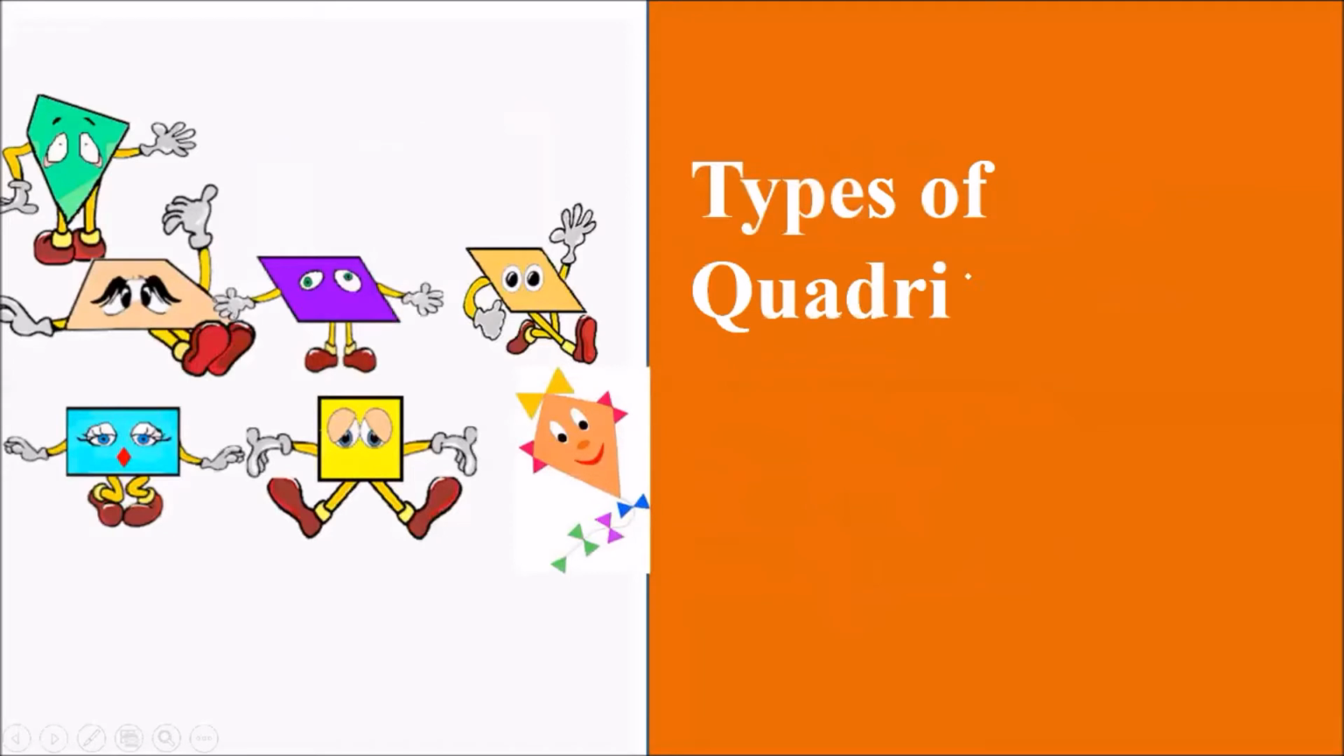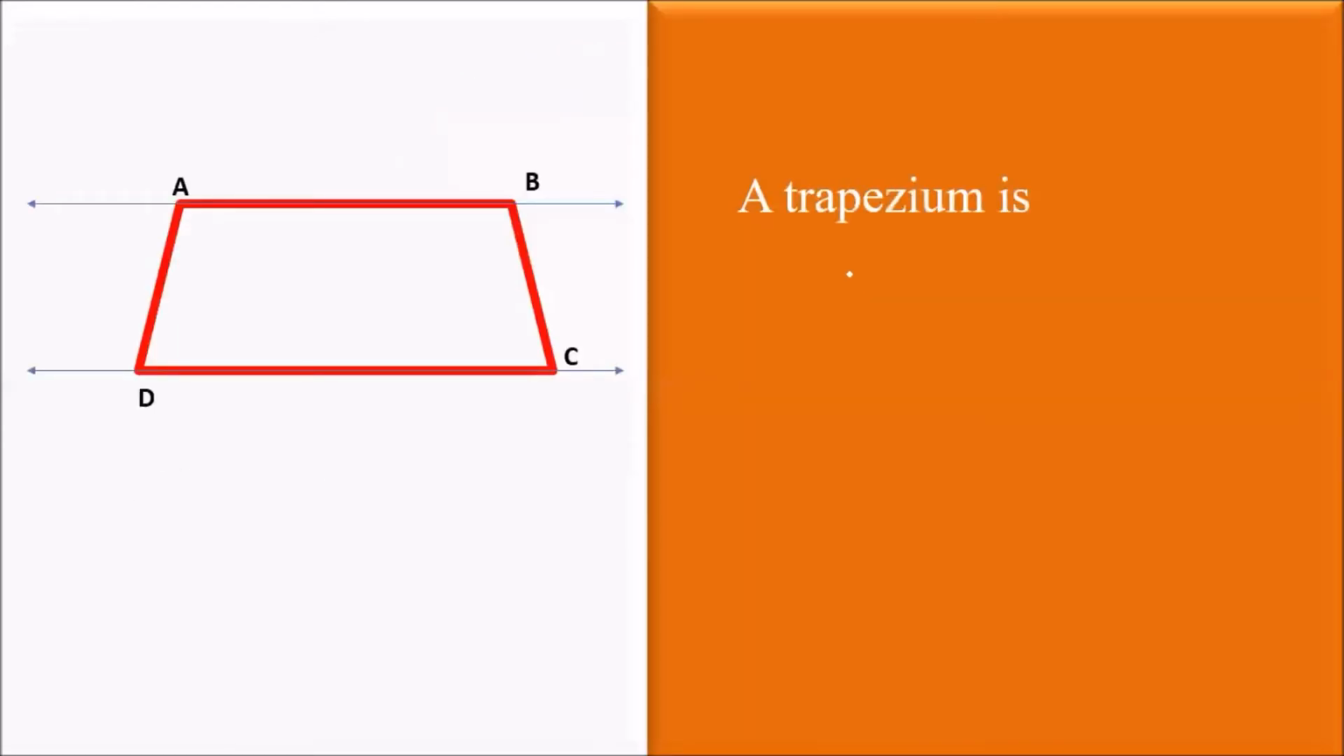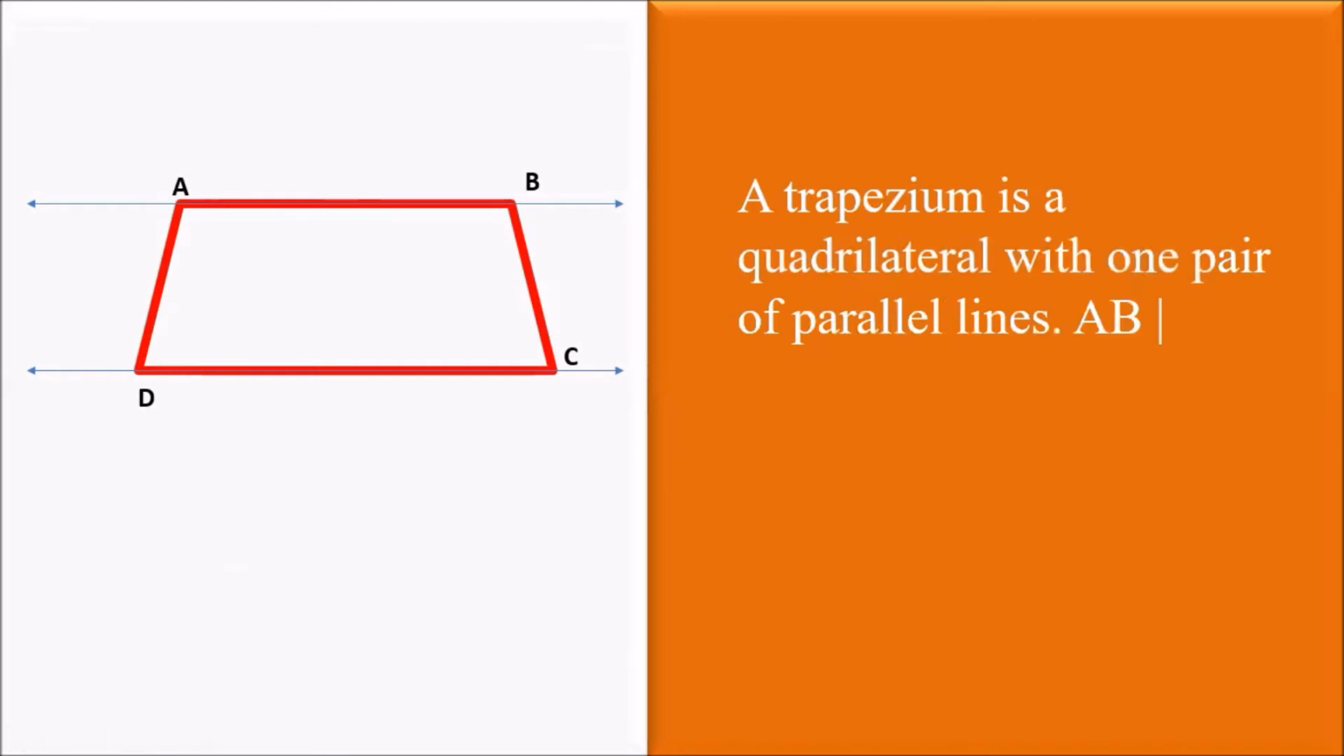So next we'll go for types of quadrilaterals. What are the types of quadrilaterals? Or we can classify the quadrilaterals, or we can find the properties of each type. First is the trapezium. What is a trapezium? A trapezium is a quadrilateral with one pair of parallel sides.